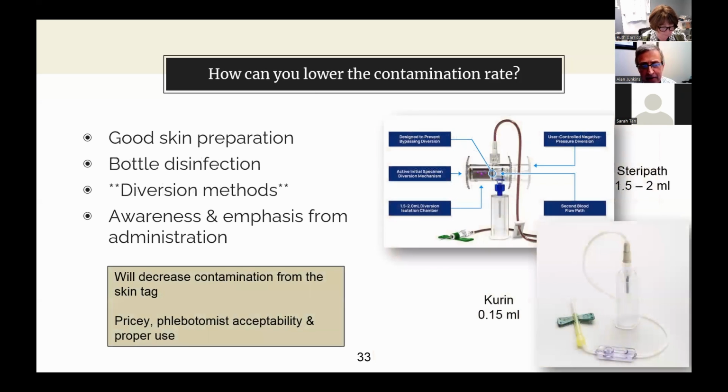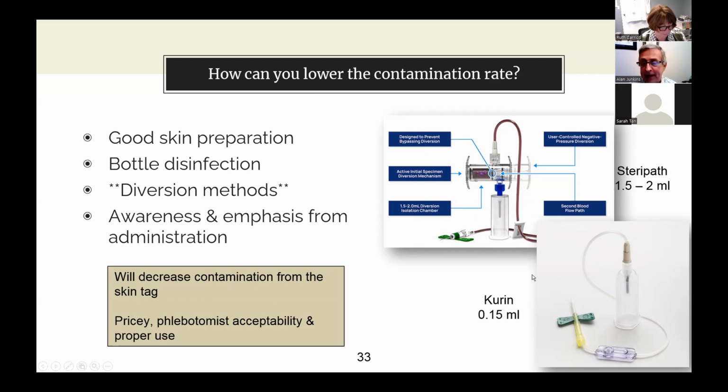These things are also out there now. I don't know about you guys, but these companies have been really pushing to get in here in our place. They are diversion devices. The SteriPath, you start drawing the blood, and the first 1.5 to 2 mils of blood will be diverted off to the side. And so you're only collecting what's beyond that. This is the Curran device, which only has a little tube that goes around in here where it's going to divert the first 0.15 mils and then let you divide by that.